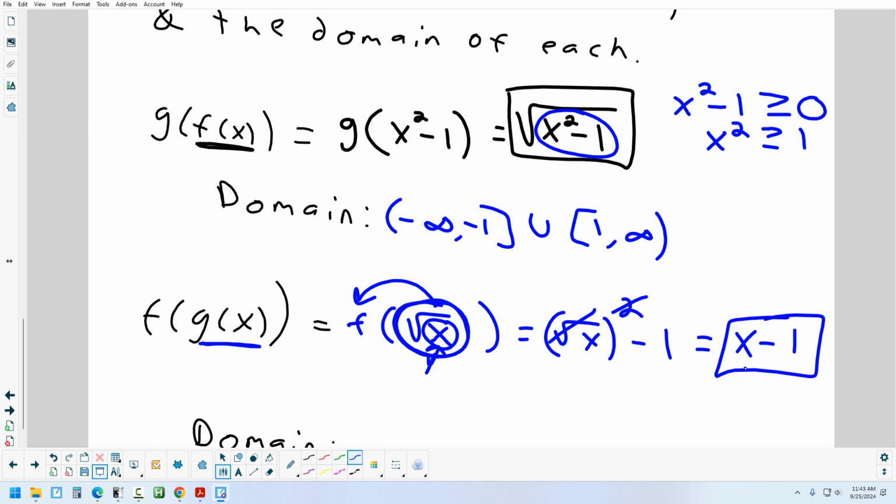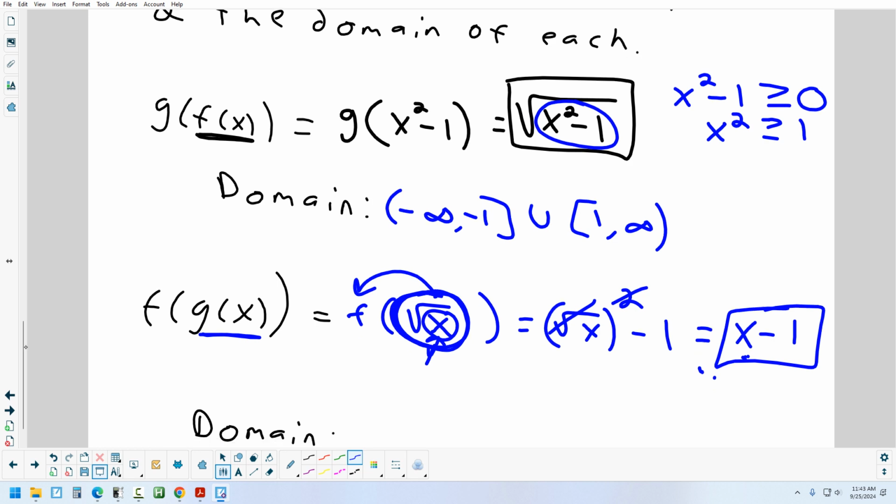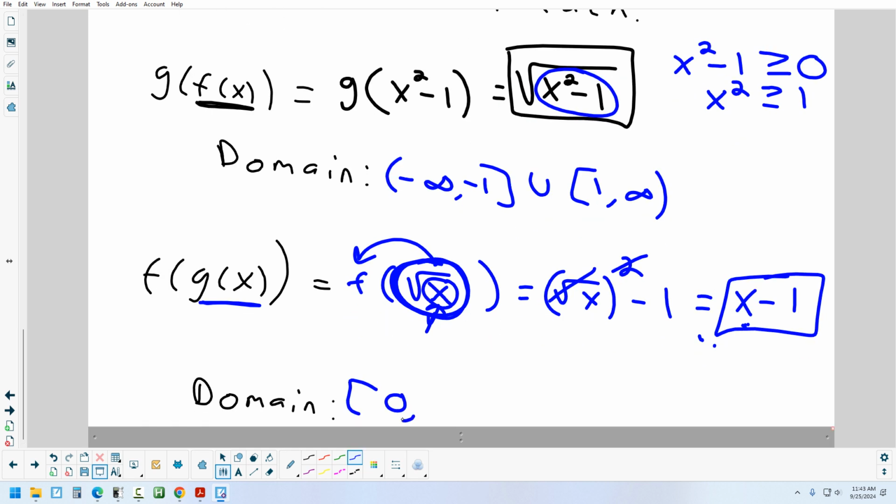Are there any square roots in the final answer? No. Are there any fractions with letters in the bottom in the final answer? No. Then the final answer doesn't add anything new we need to think about. The only restriction came from the inside function, which was 0 and higher. So the domain is 0 and higher. Any question on how I looked at the inside domain and got that, or why the final answer didn't add anything new I had to worry about?